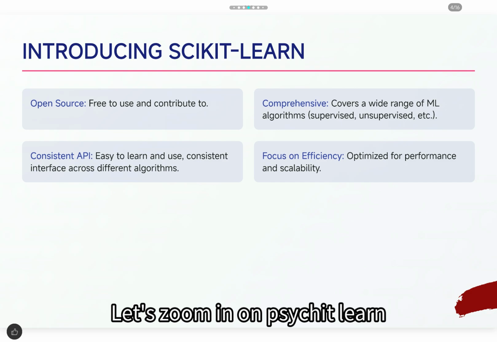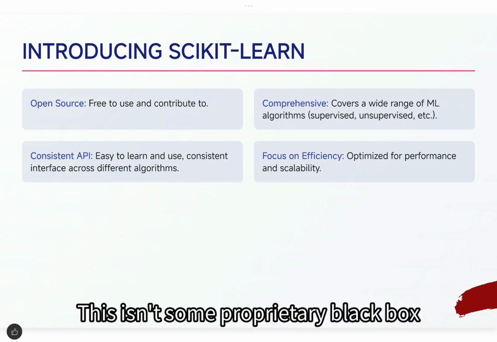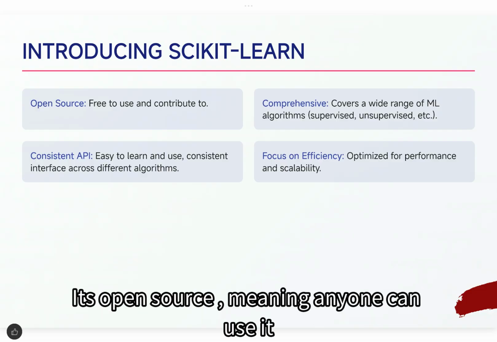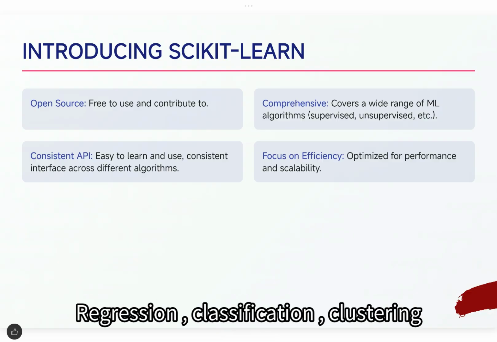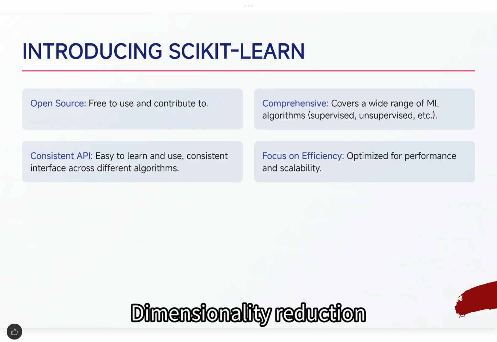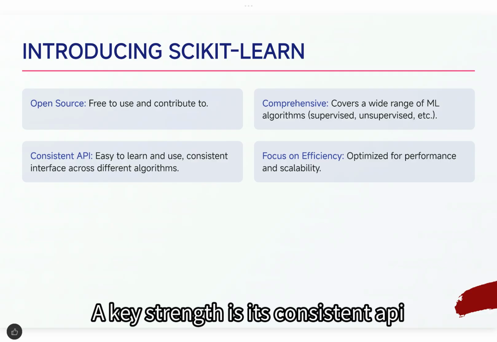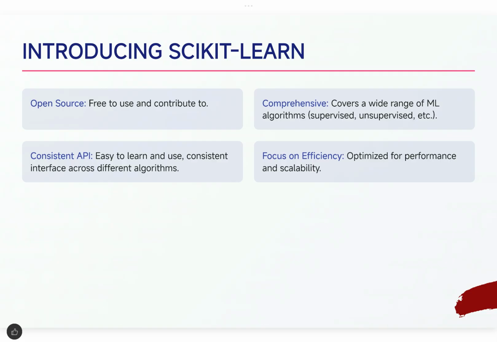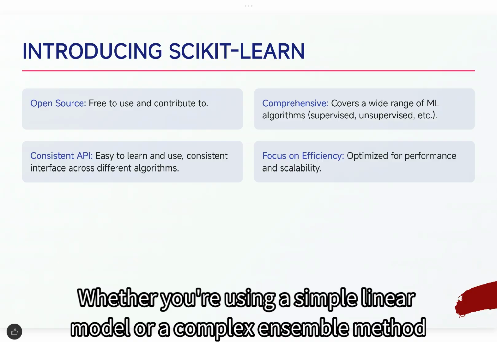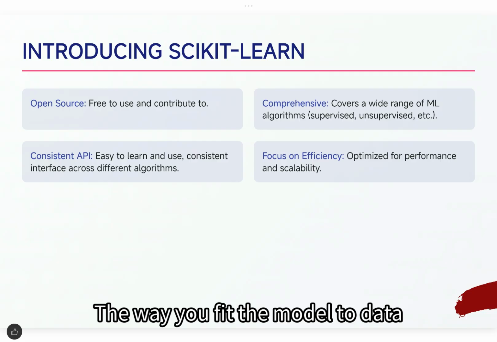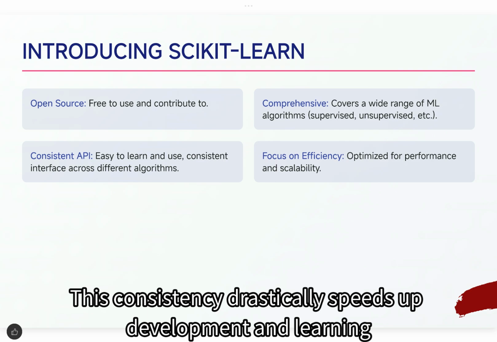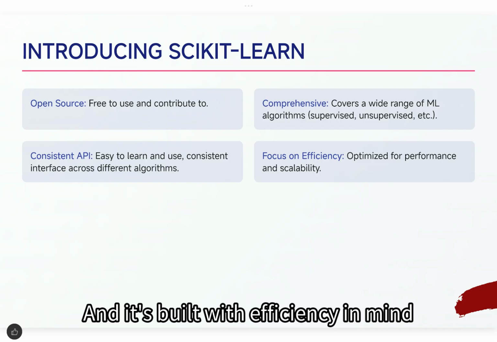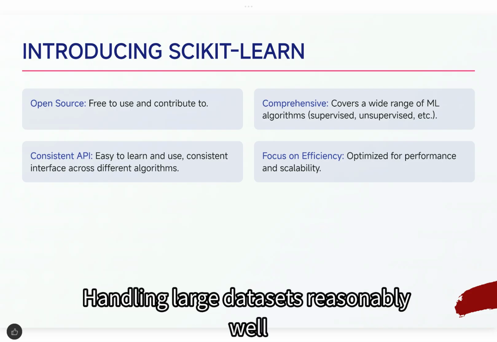Let's zoom in on Scikit-learn. This isn't some proprietary black box, it's open source, meaning anyone can use it, modify it, and contribute back. It's comprehensive, covering almost everything you need for standard ML tasks: regression, classification, clustering, dimensionality reduction, model selection, and more. A key strength is its consistent API. Whether you're using a simple linear model or a complex ensemble method, the way you fit the model to data and make predictions follows the same pattern. This consistency drastically speeds up development and learning. And it's built with efficiency in mind, handling large datasets reasonably well.